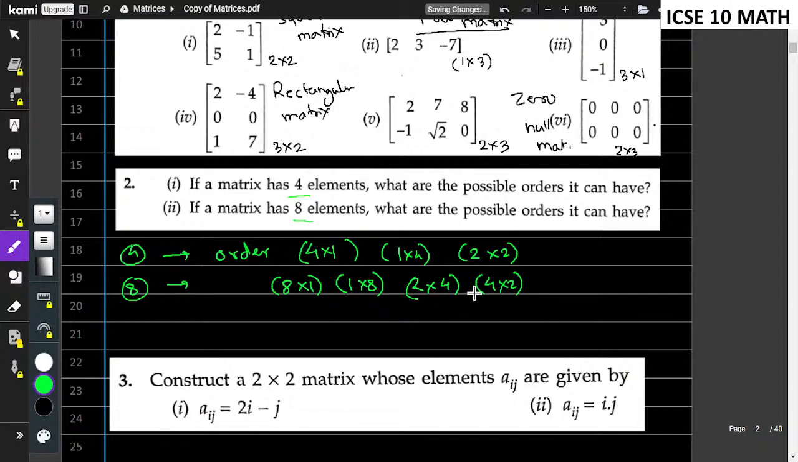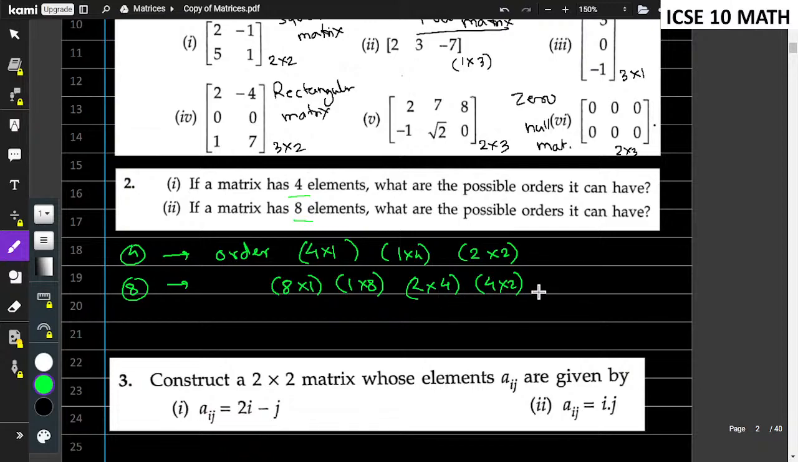Can we have any other arrangement also? Any guess? Which other possible arrangement can we have? 1 into 8, 8 into 1, 2 into 4, 4 into 2. Can we have 3 by 2? No. These are the only numbers which give us a product of 8, right?